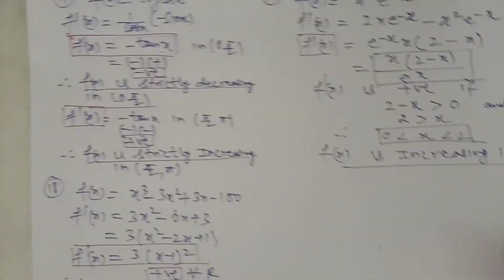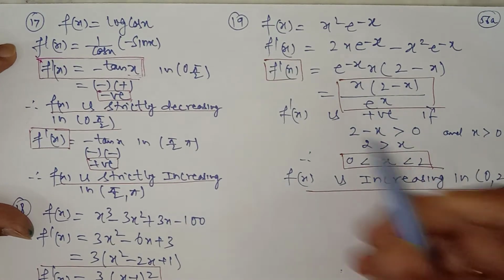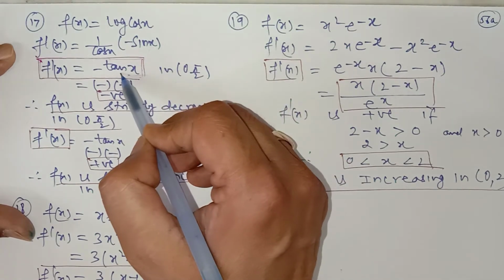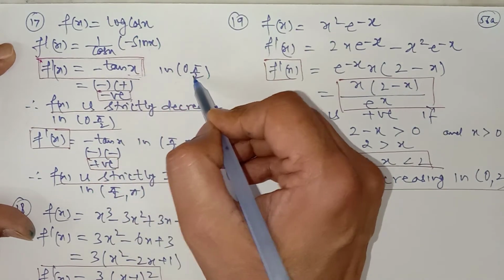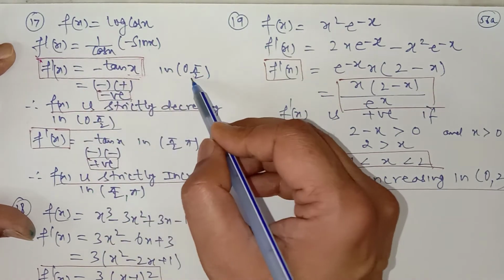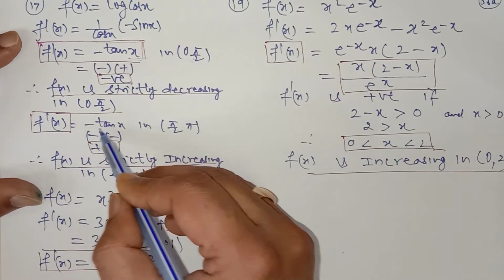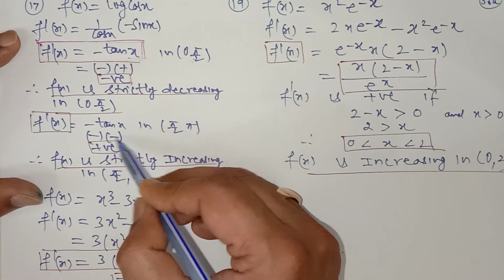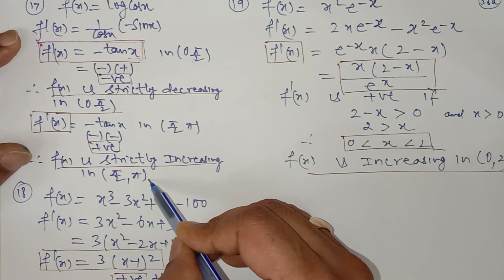In question number 17, log cos x is given, and you have to find whether it is strictly increasing or decreasing in a particular interval. Its first derivative will be 1 upon cos x into minus sin x, so minus tan x. In the first quadrant, that is 0 to pi by 2, tan x is positive, so negative into positive will be negative. So f x will be strictly decreasing in the interval 0 to pi by 2. Now the first derivative is minus tan x in the interval pi by 2 to pi. In the second quadrant tan is negative, so negative into negative is positive, so f x is strictly increasing in the interval pi by 2 to pi. So it is an easy question.